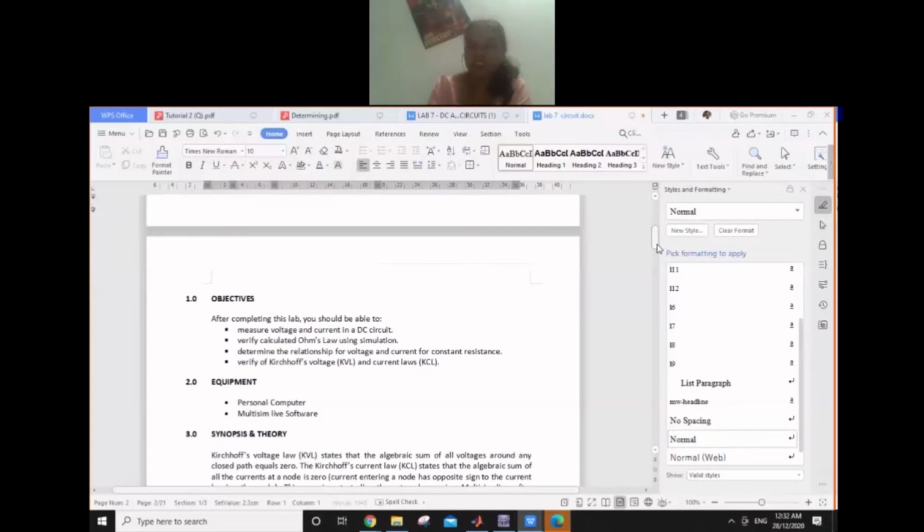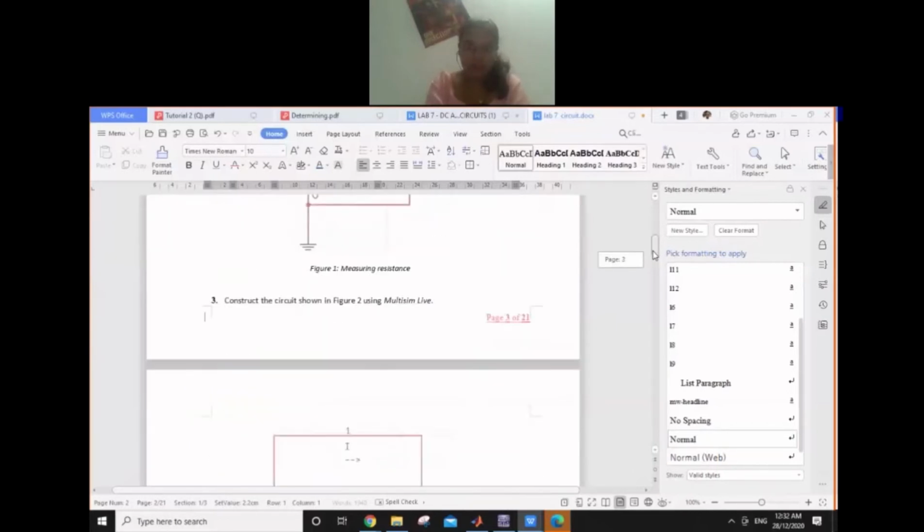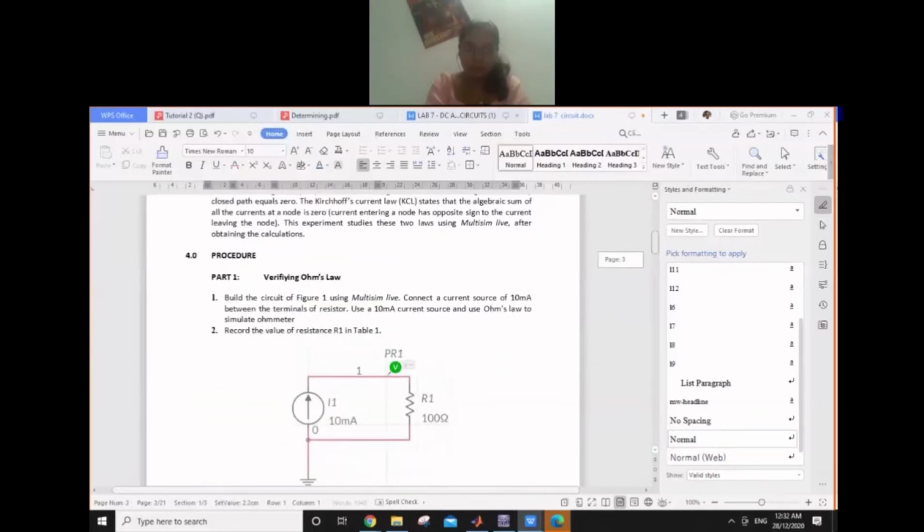So this is the main objective of this lab sheet, and moreover, the equipment we use to do this lab sheet, the most important thing, is the Multisim software. It's a very good software, and also our personal computer. The personal computer is basically to do our lab sheets and also to record our assessment. You can pause and study the synopsis as well.